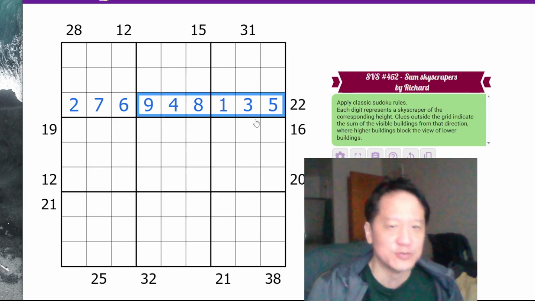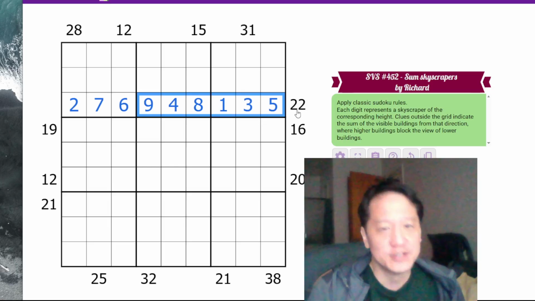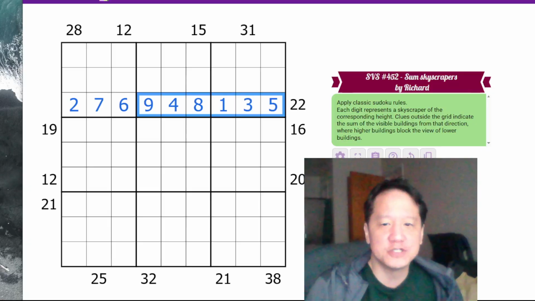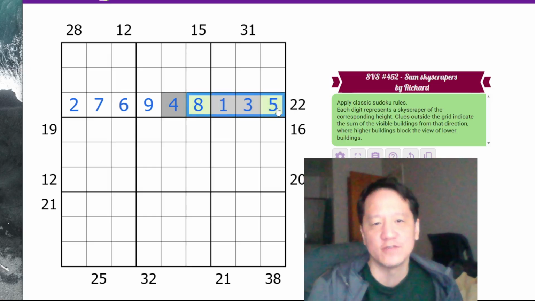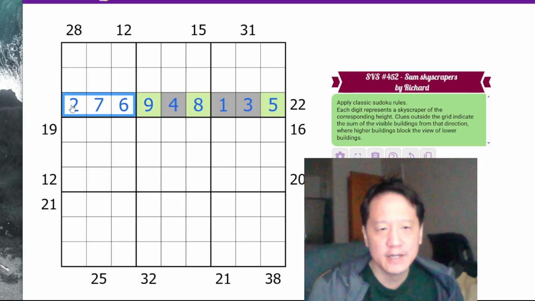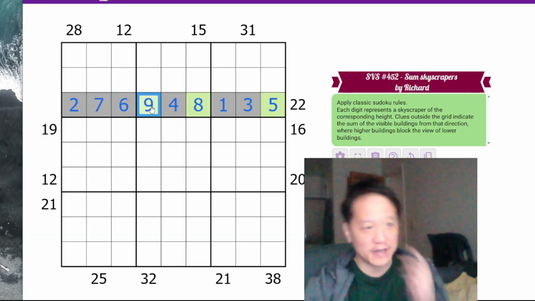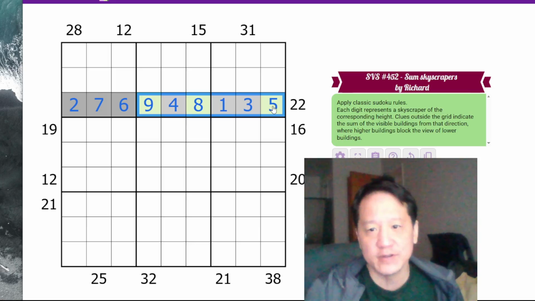Wow, that's kind of a tongue twister. Some skyscrapers. Because what digits does it see in this row for this 22 clue? It would see this cell. It would not see any of these because they are lower than the 5 in front of it. It would see the 8. It would not see the 4 because it's lower than at least one of the digits in front of it. It would see the 9, and it would not see any of these cells because they are smaller than at least one of the digits in front of them.